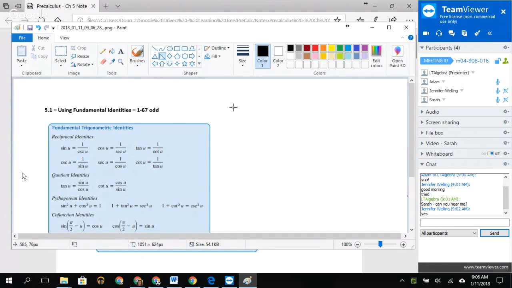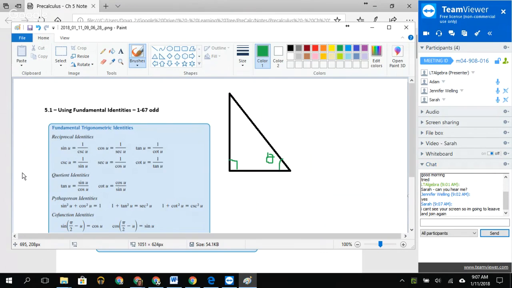So we have a right triangle, right? Here's our little right angle. All right, so we have our right triangle. We have an angle. We'll call this angle theta. And our long side over here is obviously the hypotenuse, right?